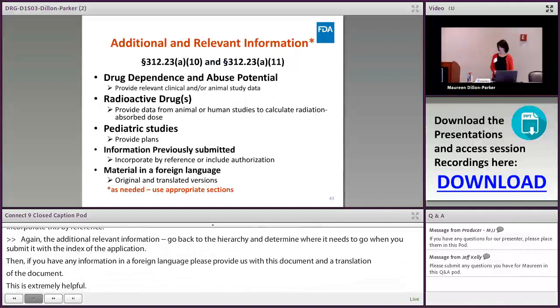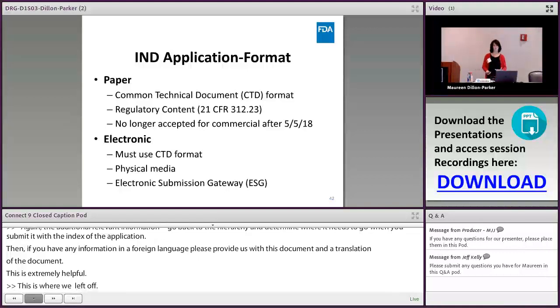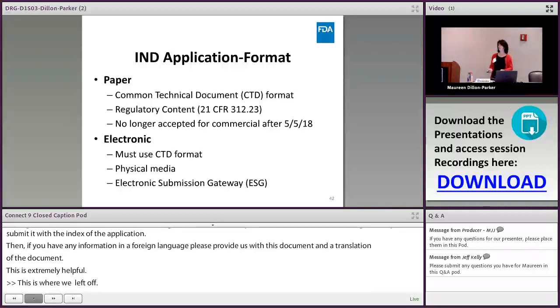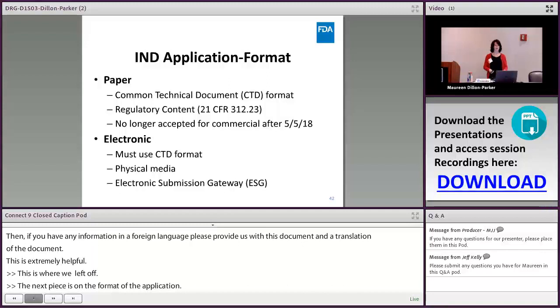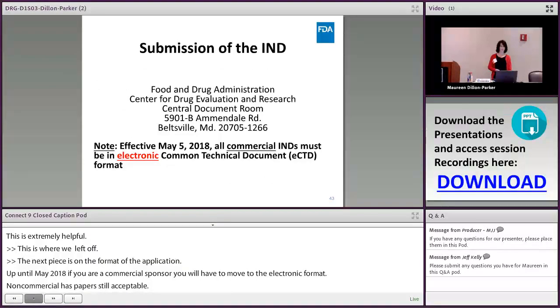Okay, so that's where we left off. So the next piece here is on the format of your application. Of course, up until May of 2018, if you're a commercial sponsor, you're going to have to move to electronic format. For those that are not commercial, paper submissions in the CTD format will still be acceptable. Electronic, use the CTD format, and I have a little bit of information on the electronic formatting on the next screen.